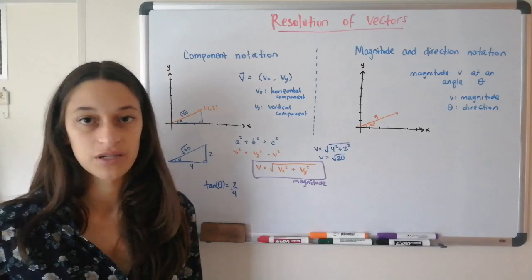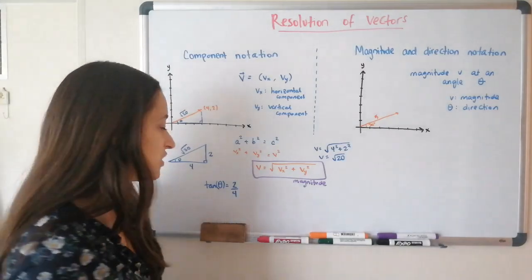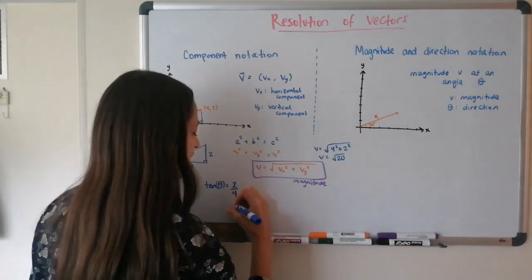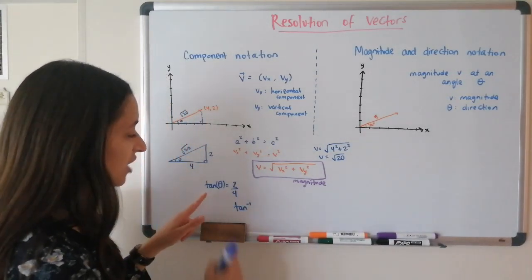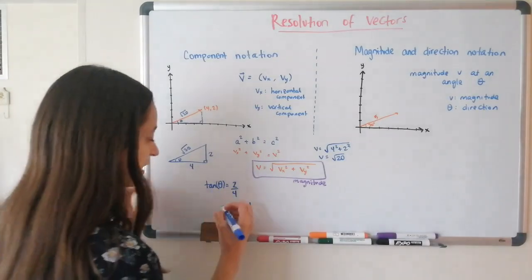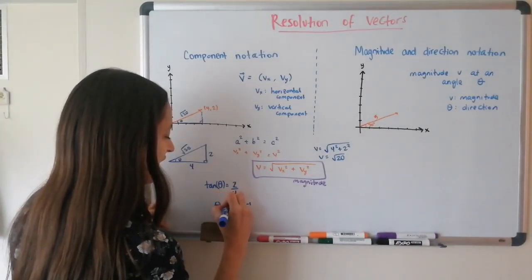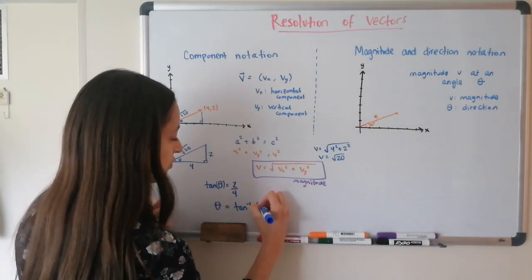So the way that we solve this, I'm just going to tell you how it's done, is that we use a new function called inverse tan, tan^-1. And we apply it on both sides, and on the left it's going to give us theta. And on the right, we just apply it to what we have.